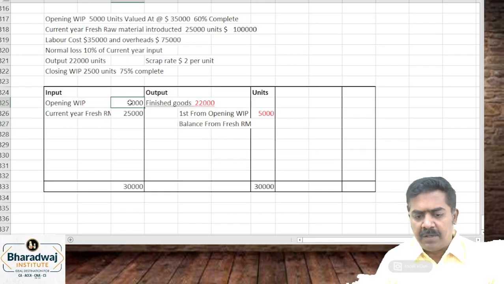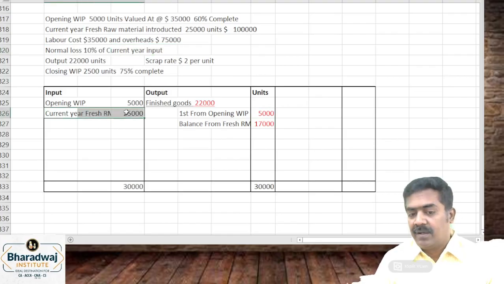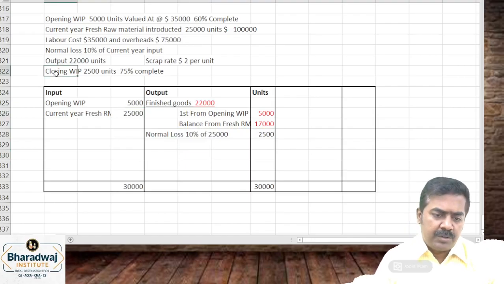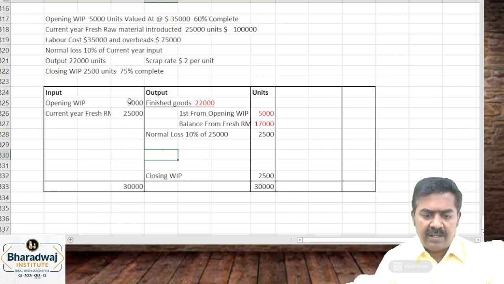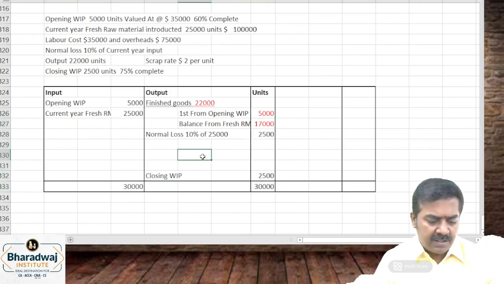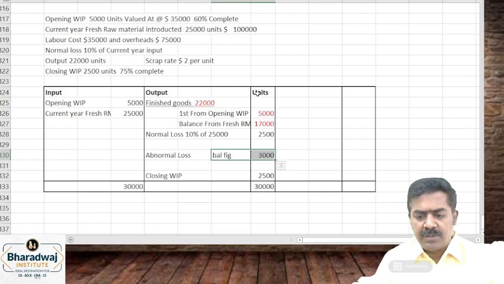First you complete the incomplete units, then take fresh raw material and do the work. So of 22,000, 5,000 is opening WIP, and the balance is 17,000. Then normal loss is given as 10% of current year input, not total input. Current year input 25,000 into 10%. Closing WIP given 22,500 units. It is not tallying. So the balance is abnormal loss. This is units.